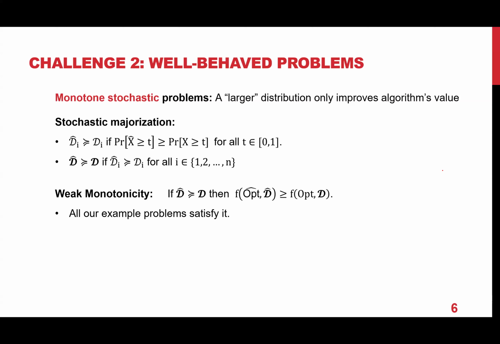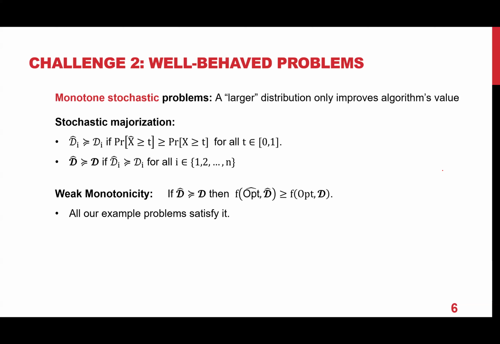There are two definitions. One is the one that I'm just defining, the so-called weak monotonicity. What that says is, if you have d hat which dominates d, then f of opt hat on d hat, so look at the optimum for d hat and run it on d hat, that value is greater than or equal to f of opt of d. So whatever is the optimum for d, you run its value. This is the definition that I was saying before, that as you increase the distribution, the optimum only increases. Does this make sense?